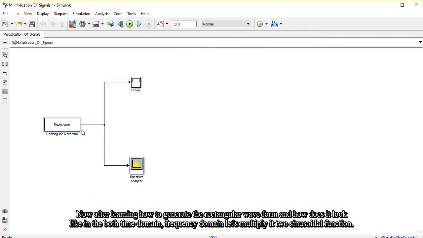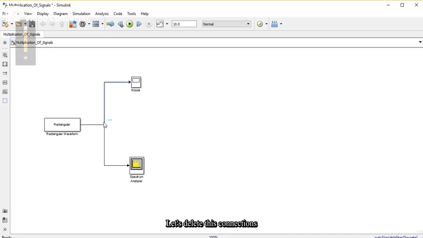Now, after learning how to generate the rectangular waveform and how it looks in both the time domain and frequency domain, let's multiply it by a sinusoidal function. Let's delete these connections.